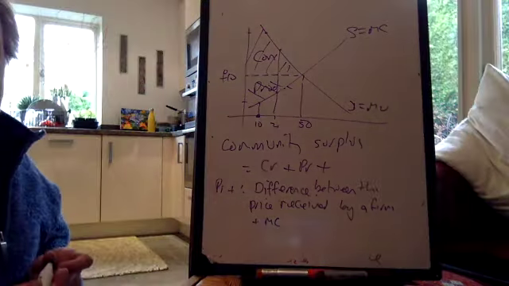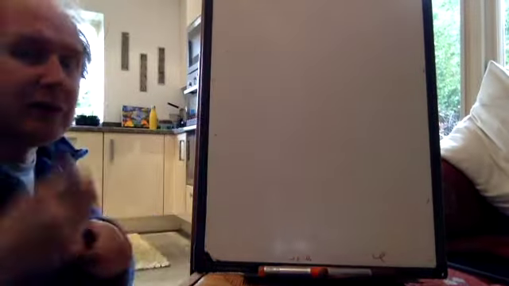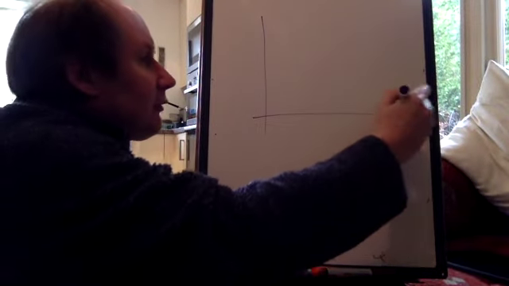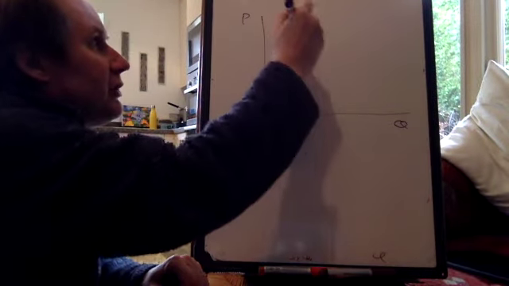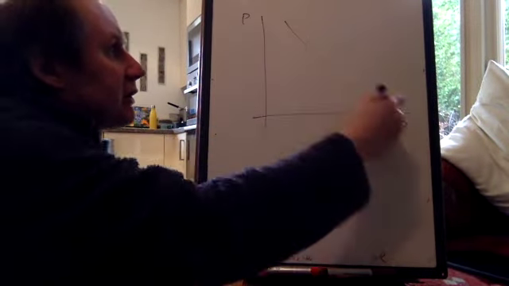But the important point about this is that if we produce at equilibrium, community surplus is going to be maximised. And this is one of the reasons that markets, free markets, are held to be, under the right circumstances, a good thing.